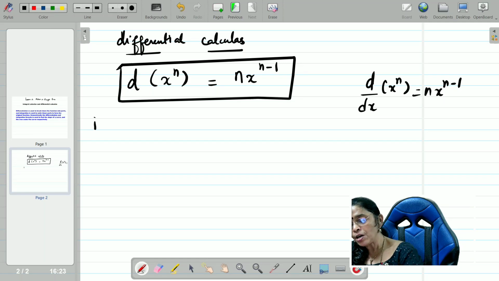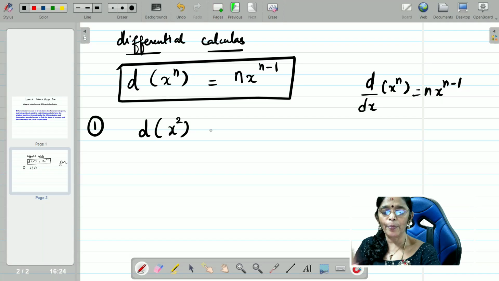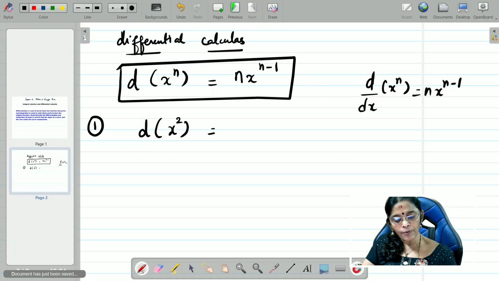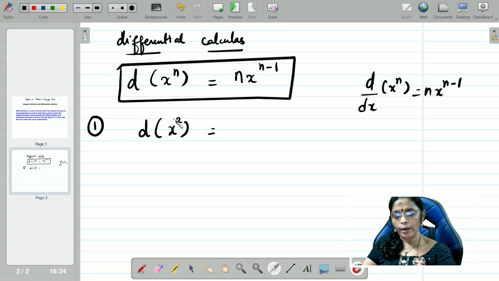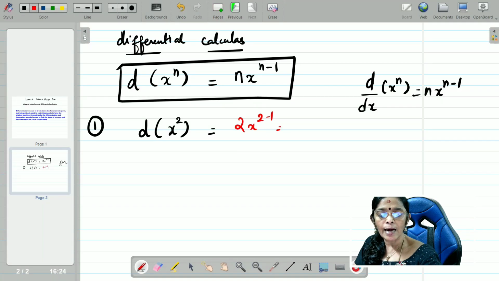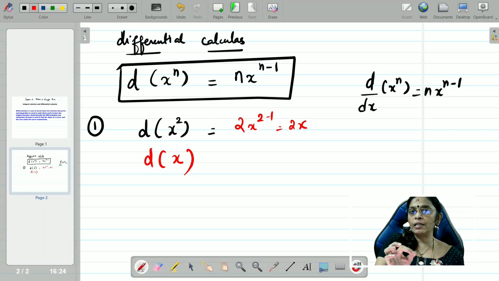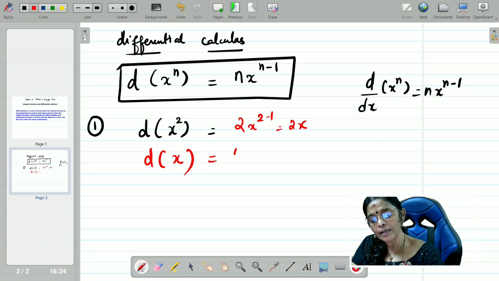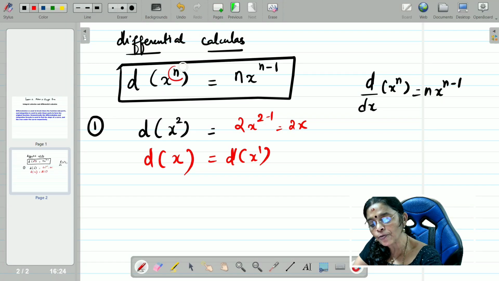Now, question number 1. What is the differential of x power 2? Very simple, children. Here you have n. Instead of n, what is there? 2, right? Just substitute, so 2 x power 2 minus 1, that is equal to 2x. What is the differential of x? Differential of x means power 1, so rewrite this as differential of x power 1. Now you apply the formula, n x power n minus 1. Instead of n, what is there?